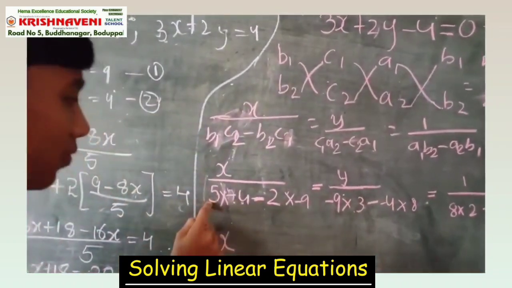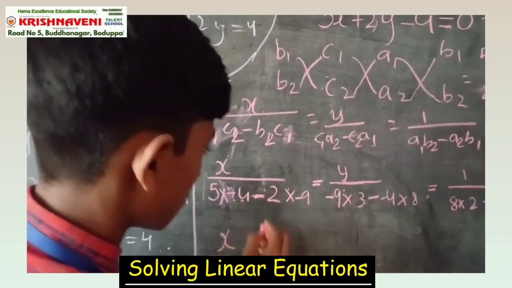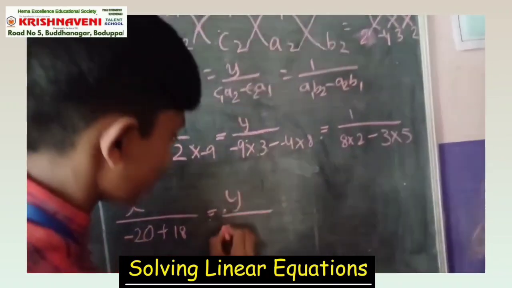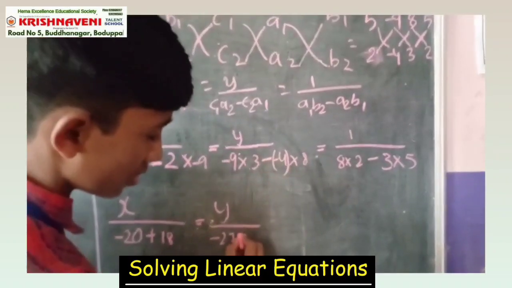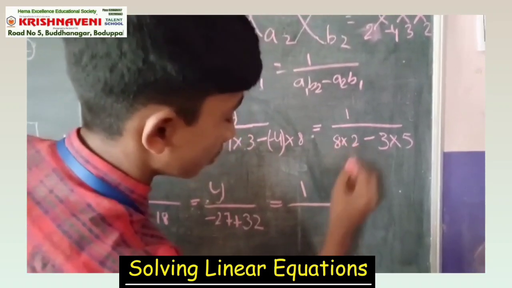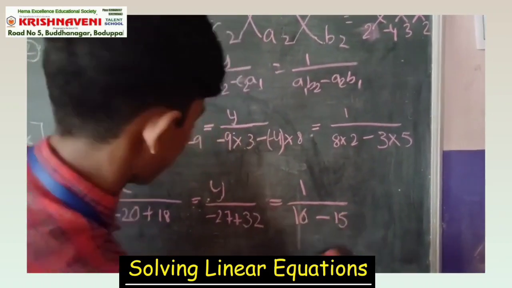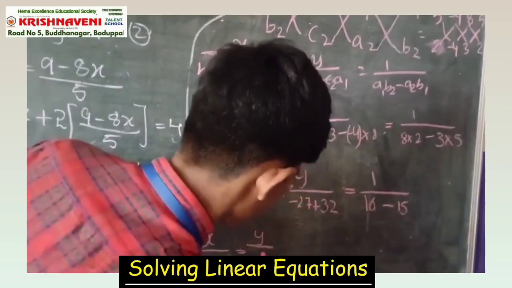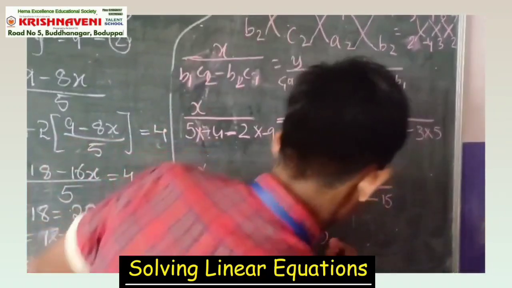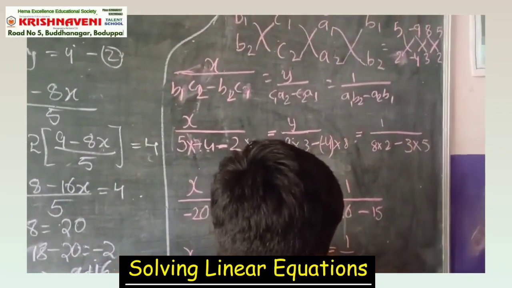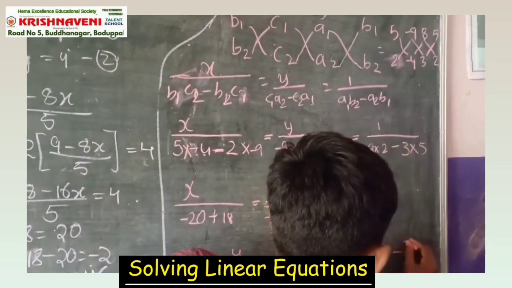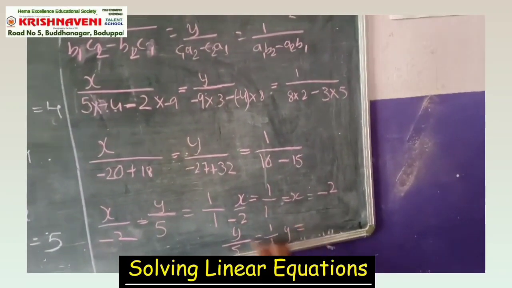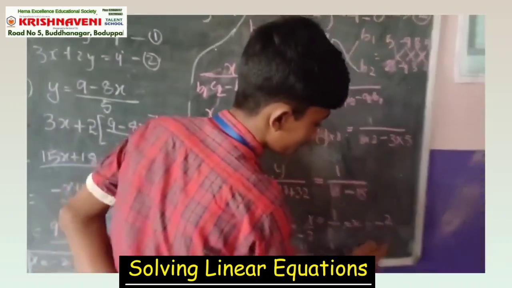5 into minus 4 is minus 20. Minus 20 minus 9 into 18 is equal to y by minus 27 minus 32. 1 by 8 into 2, 16 minus 15. x by minus 20 plus 18 is equal to minus 2, is equal to y by 5, is equal to 1 by 1. x is equal to minus 2. y is equal to 5. Here x is equal to minus 2, y is equal to 5.